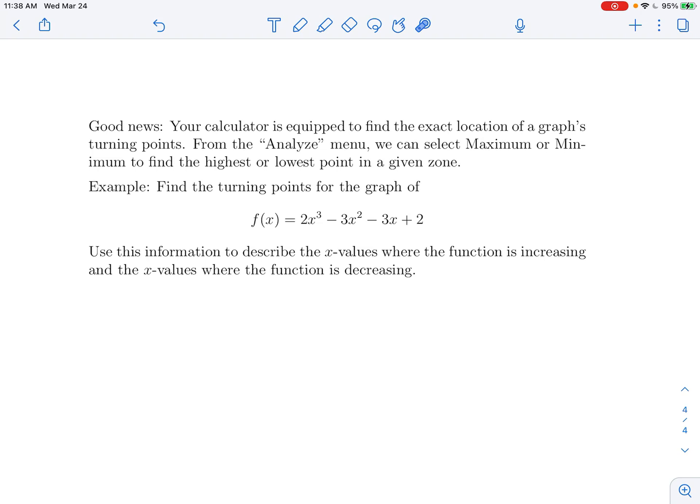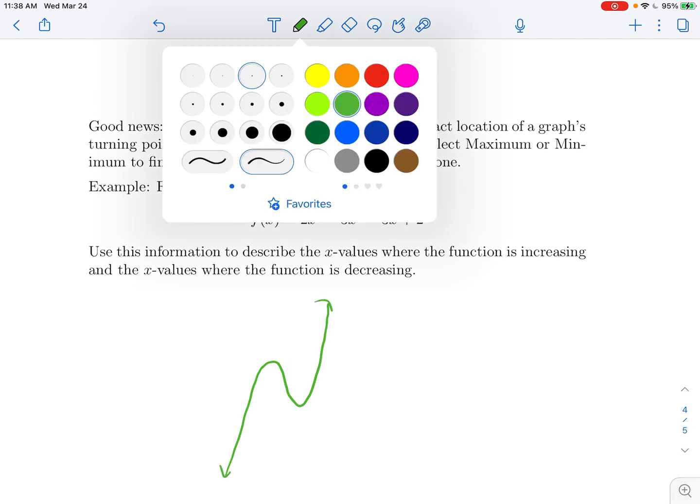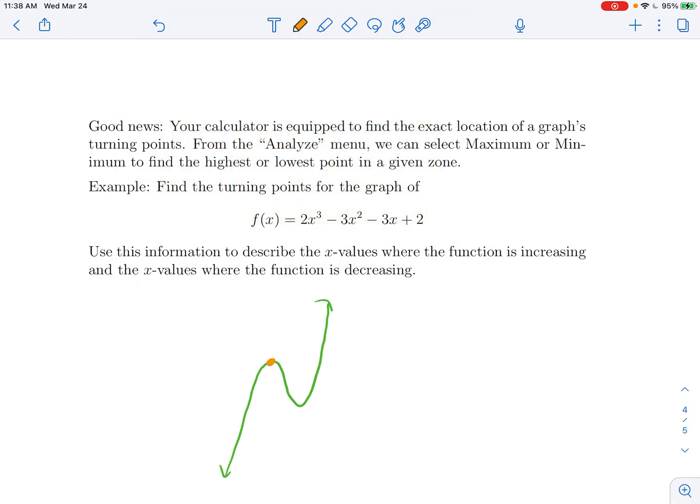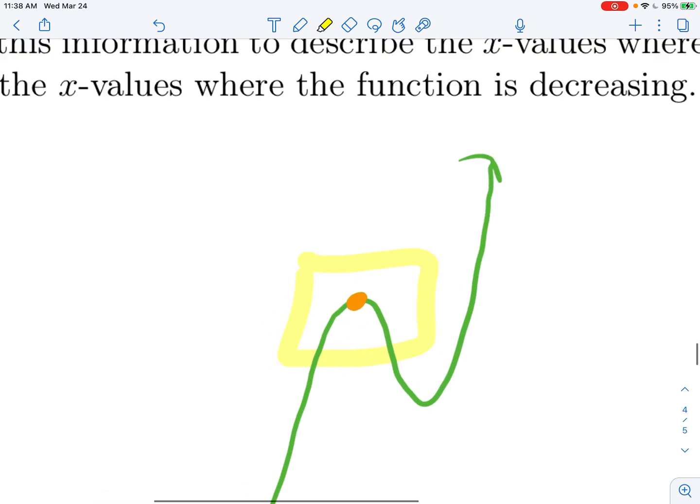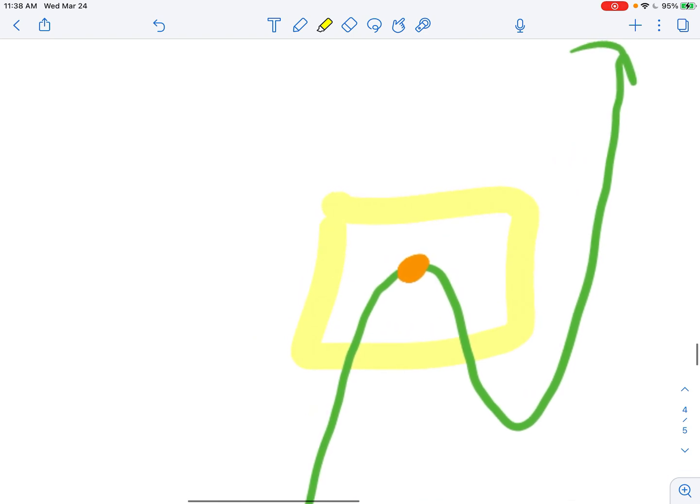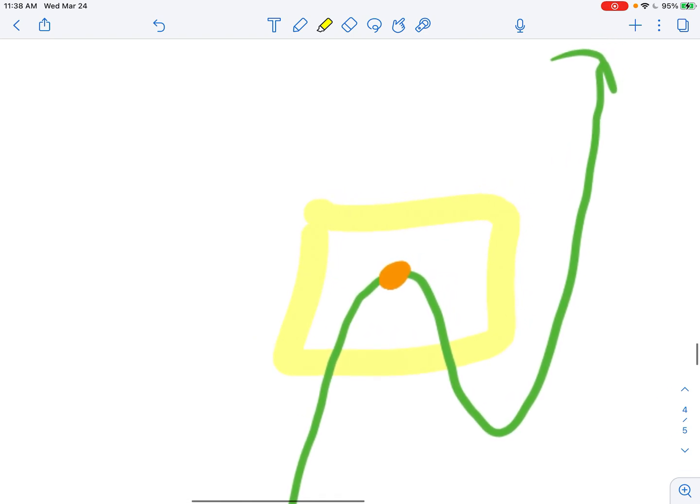But for a function like this, the graph looks something like so. There are two turning points. One of the turning points is what's called a local maximum. A local maximum means it's taller than everything nearby. So for example, if I were just to look at what's going on in that rectangle, the turning point is the highest point in that zone.